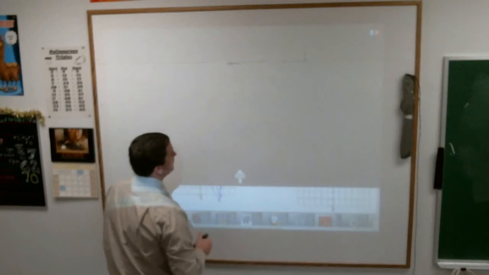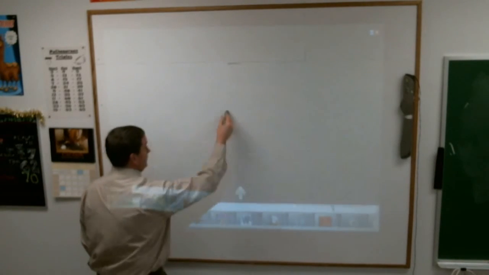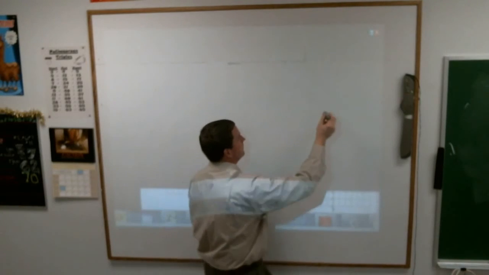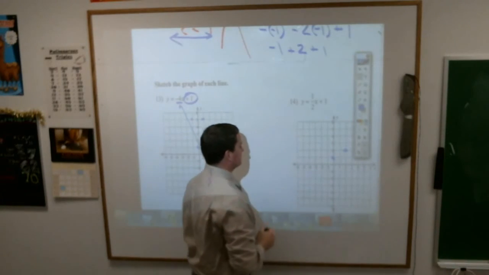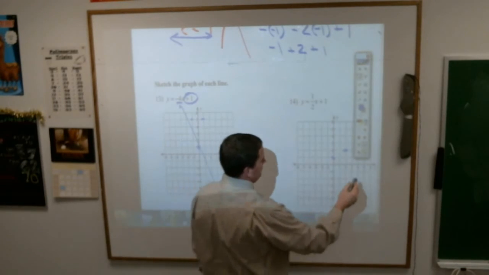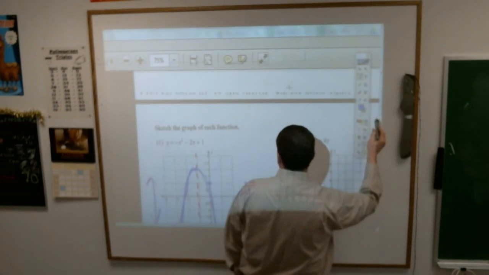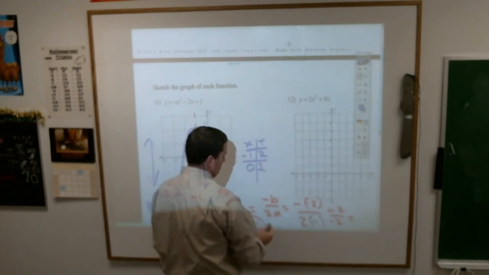Whoa. Ooh, we haven't used this little feature in a while. Other ones? Sam? 12. No. Just do 12. We did 11. I don't want to do 12.